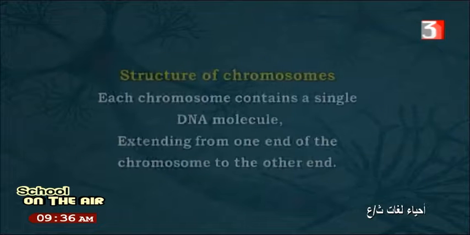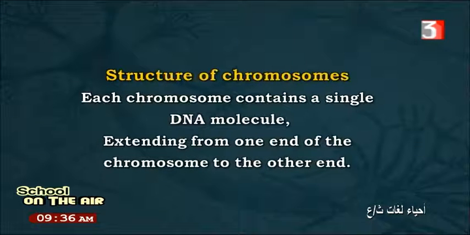Okay, the structure of the chromosome. Each chromosome contains a single DNA extending from one end of the chromosome to the other end. Also, in the last session, we talked about the structure of the chromosome, and we said that each chromosome consists of 2 chromatids joined by a centromere, and each chromatid consists of DNA. Okay, and this DNA is coiled around a protein named histone.